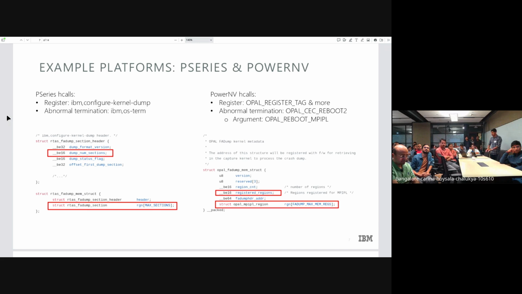Similar to this, you can choose how you want those APIs to work in your firmware. But the idea is at least one for register and one way to tell abnormal termination. The bottom code snippets show the interesting parts that we give the firmware, the memory regions that we are giving in both of them. So the idea is common in both of them.